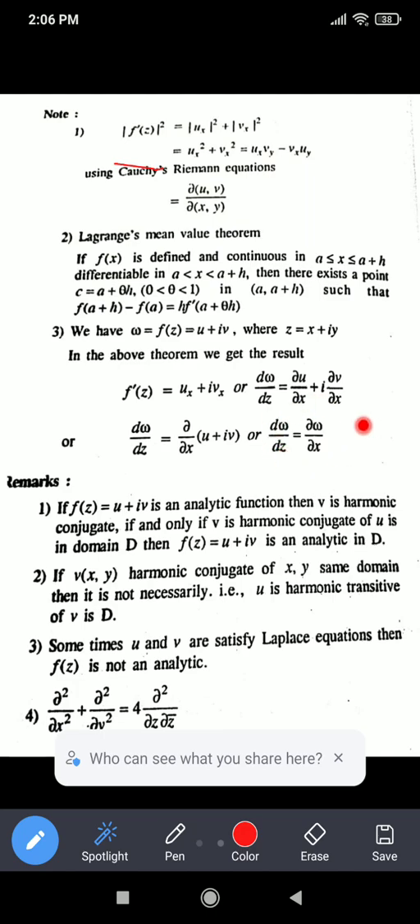Now one more important remark: if f of z is equal to u plus iv is an analytic function, then phi is a harmonic conjugate.